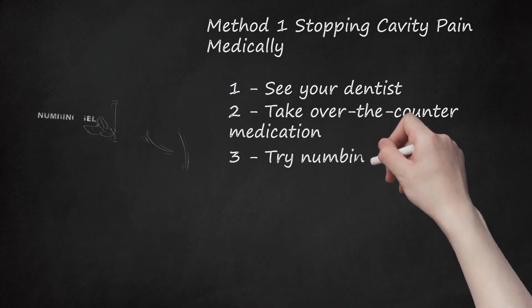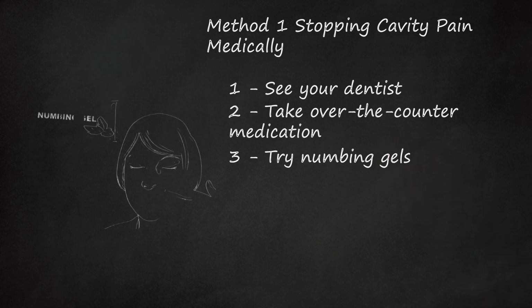3. Try numbing gels. You can try numbing gels around the area of the cavity to help stop the pain temporarily. Numbing gels contain benzocaine. You should spread the gel on your gums with either your finger or a cotton swab. Make sure you don't swallow the gel. Spit out the gel left in your mouth.